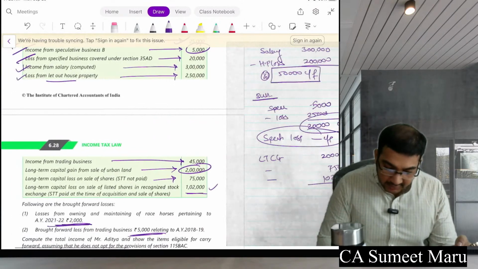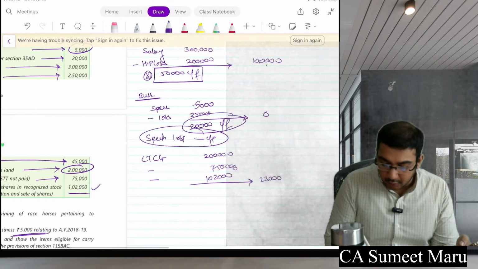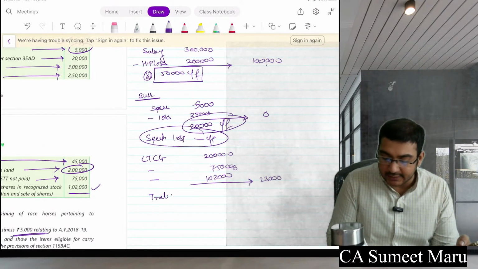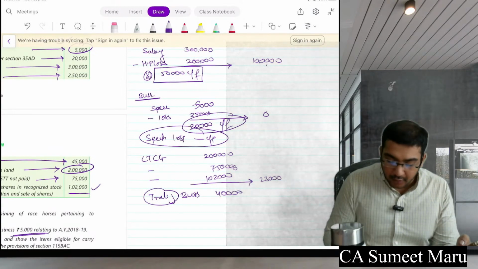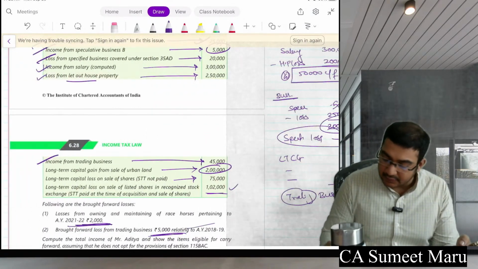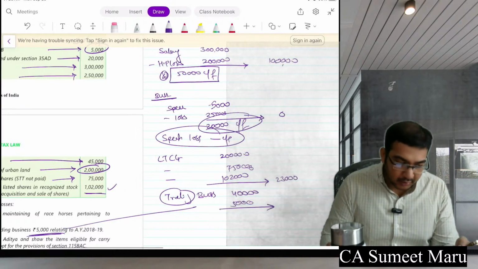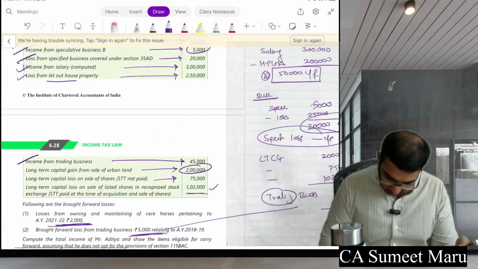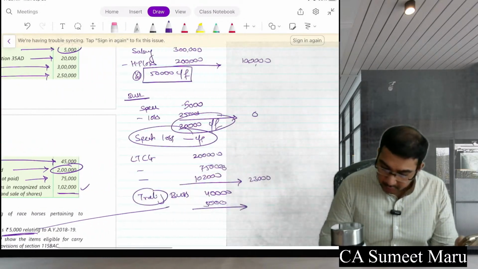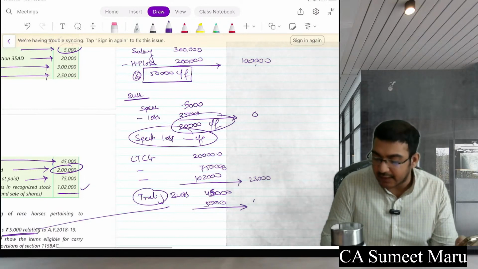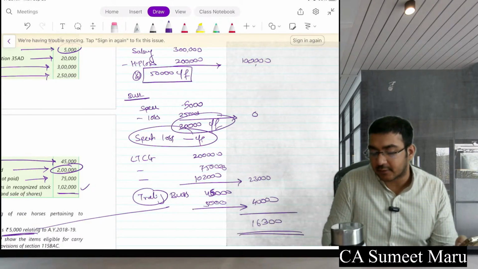Further, see here you have income from trading business. So trading business should be on the upside only. Sorry, I just missed it. Trading business income, you have 40,000, and you have a carry forward loss for trading business. So this will be set off here. Balance would be how much outside? Wait a minute. Okay, this is 45,000 and 5,000. So balance outside would be 40,000. So total comes to 1,63,000.